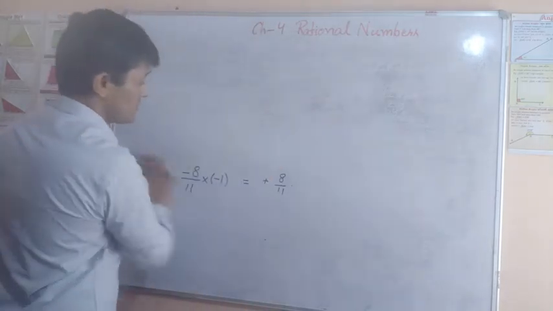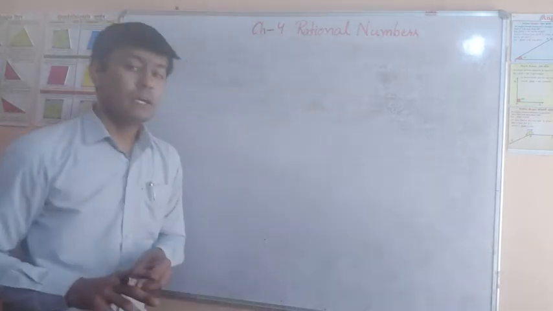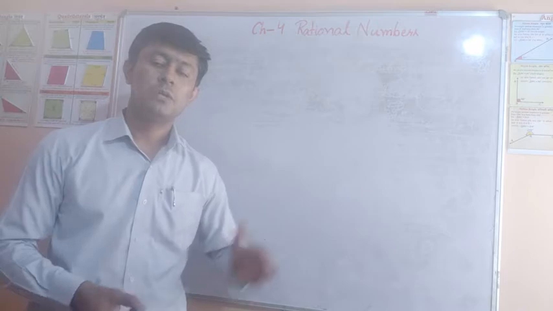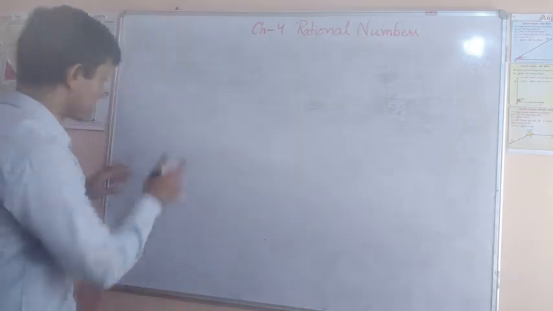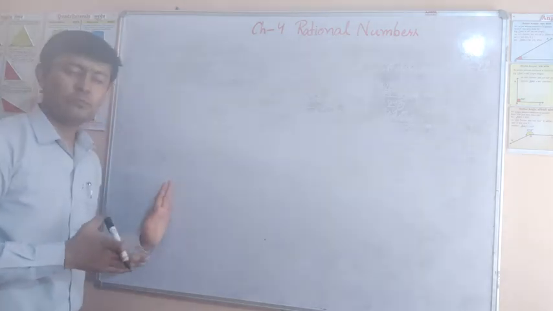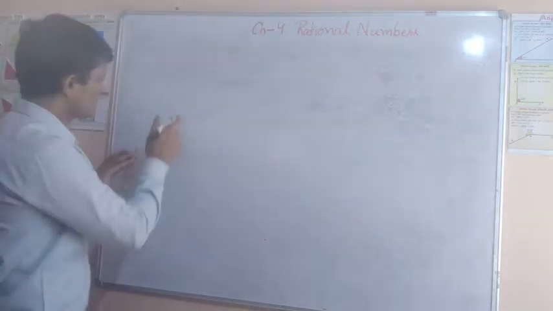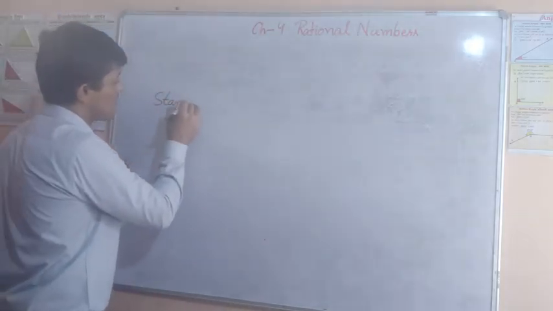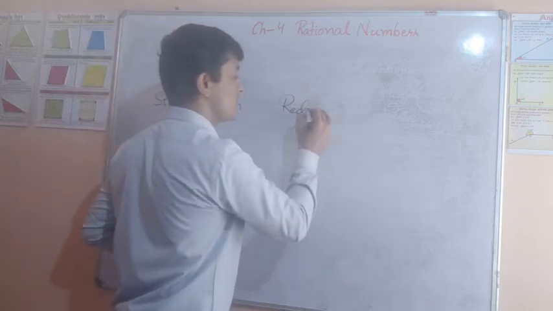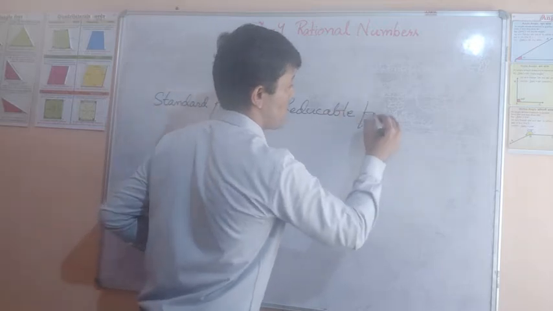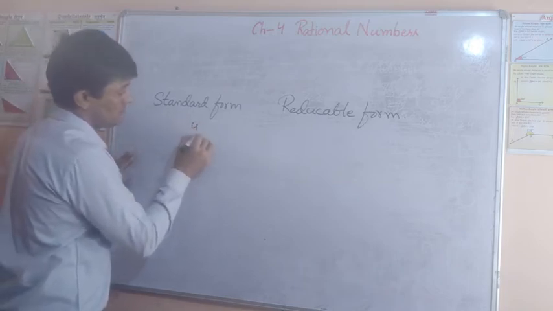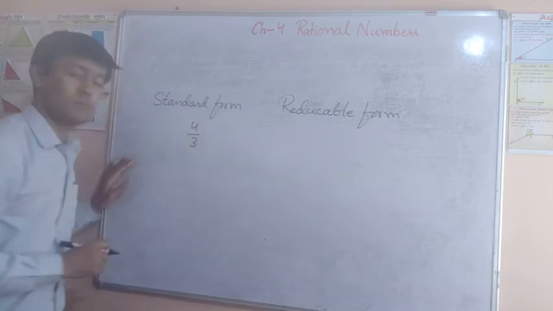Okay. The next one is the standard form of the rational number. Standard form, always the rational number must be in the standard form. Now first of all, what is the standard form? Now see, I am writing down here two rational numbers, right? One is in the standard form and one is in the reducible form, right? Standard form, and the next one is reducible form. Standard form, 4/3. This is the standard form.